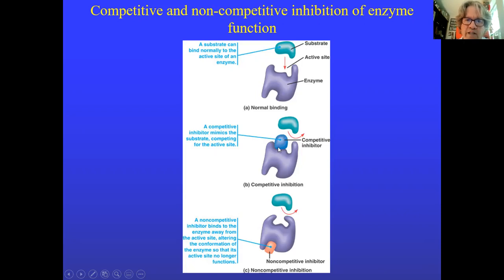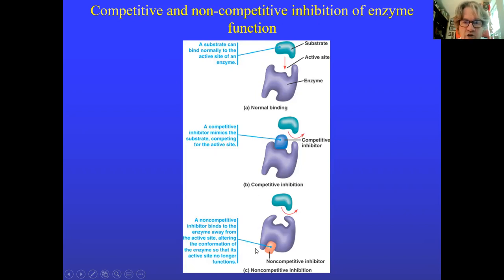This is called a competitive inhibitor. The inhibitor competes with the substrate for access to the active site. So this will block the ability of the substrate to access the active site, and this will slow down the reaction. If you remove the competitive inhibitor, the enzyme will start to run again because the substrate will be able to interact again. Okay, so that's competitive inhibition.